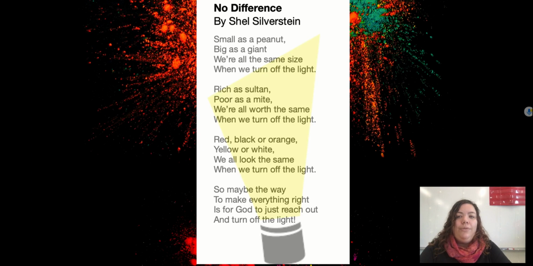This one is called No Difference. See if you can find some similes or some metaphors. No Difference by Shel Silverstein.